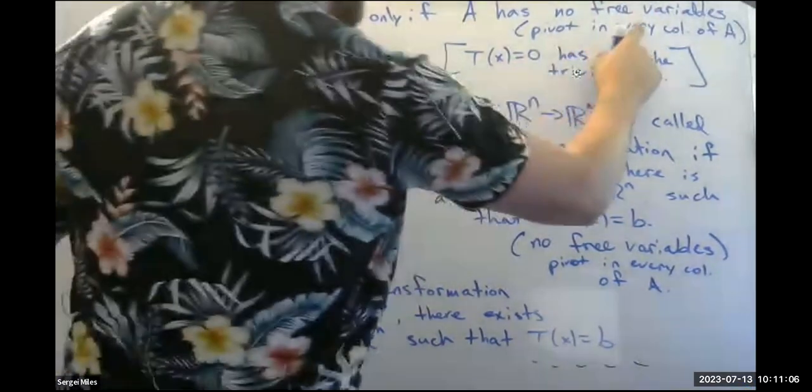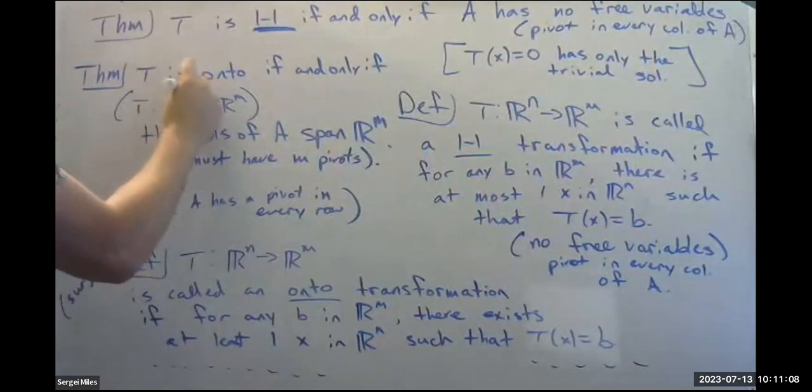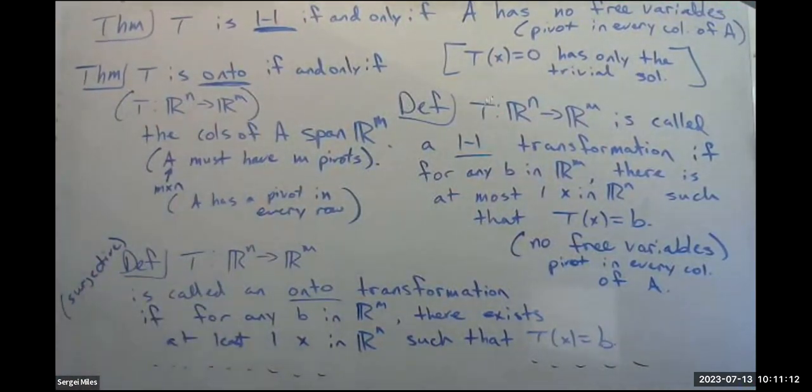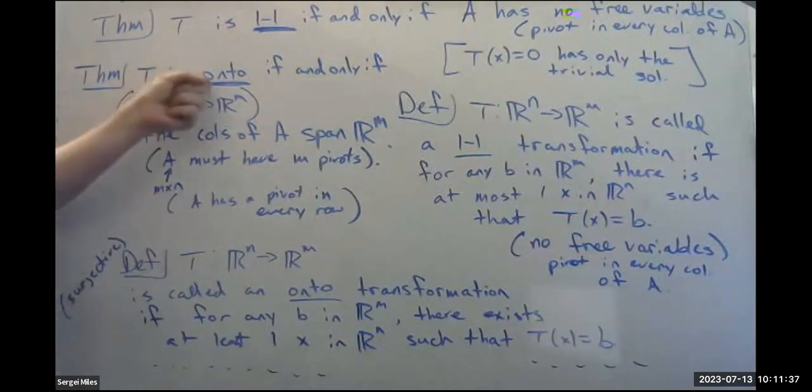One-to-one means you have a pivot in every column. Onto means you have a pivot in every row. So sometimes, if A is a square matrix, like a 2 by 2, both could happen at the same time. But if the matrix is not square, then you can't possibly have both, right? If it's a 3 by 2 matrix, you can have at most 2 pivots. Well, then for a 3 by 2 matrix, that means it's impossible to be onto.